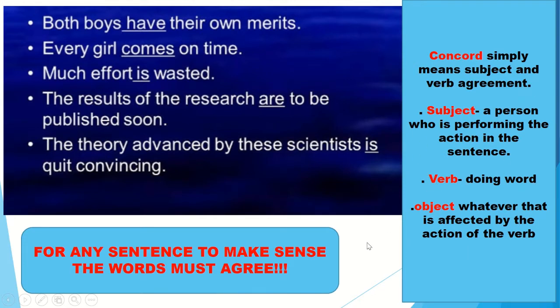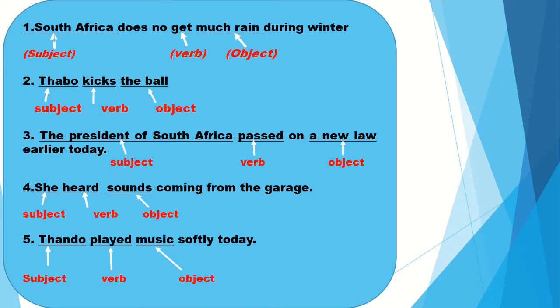Now let us do it more practically. You have five sentences with you. I'm going to identify a subject, verb, and an object in the following sentences. The first sentence says, South Africa does not get much rain. South Africa becomes the subject. This is what we are talking about in the sentence. Then get becomes our verb. What does South Africa get? It gets what? Much rain. Then much rain becomes our object. There must always be a relationship between a verb and an object. An object is anything that is affected by the action of the verb.